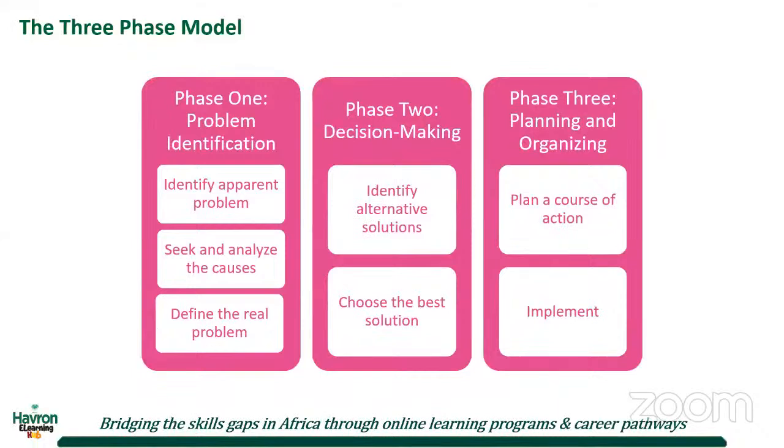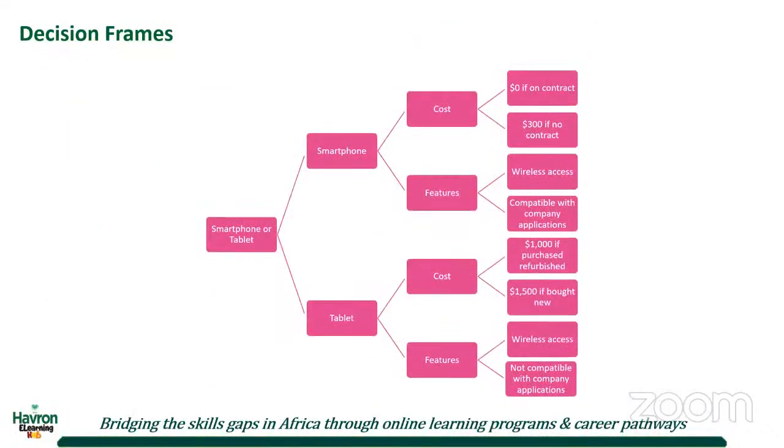So here, this is the previous three-phase model. We use phase 1, problem identification; phase 2, decision making; and planning and organization as phase 3. Then decision frames: you map out your decision frames. There are many formats for decision frames, and lots of them. But here we have this graphic representation of a decision that the group is making. This is, for example, trying to choose a smartphone or a tablet, and making the decision frame. This will help you to achieve the best.